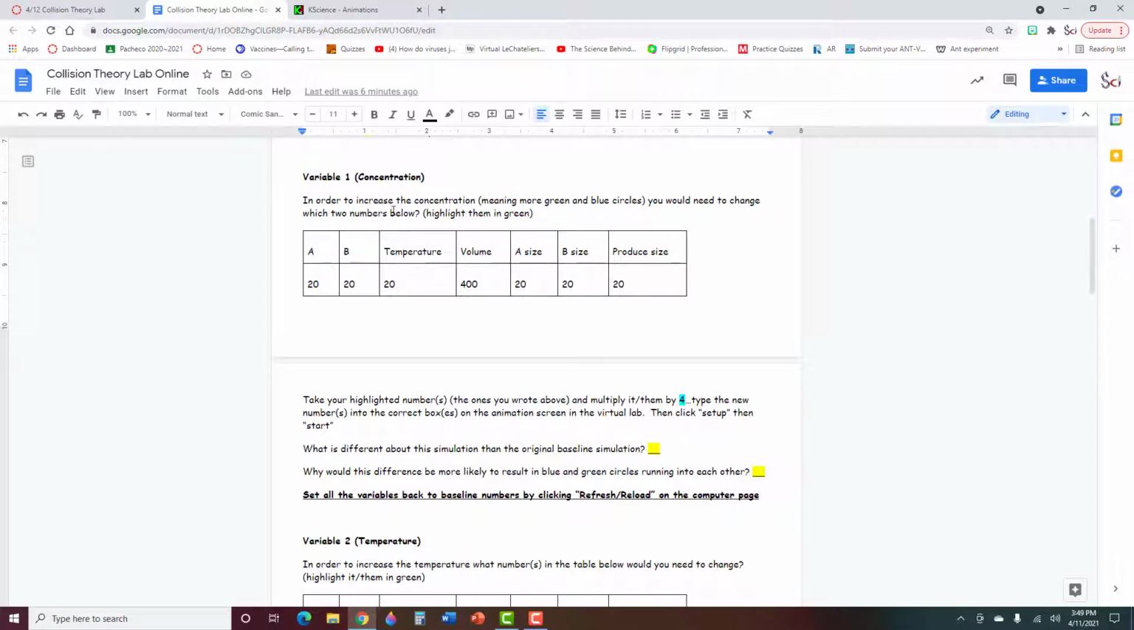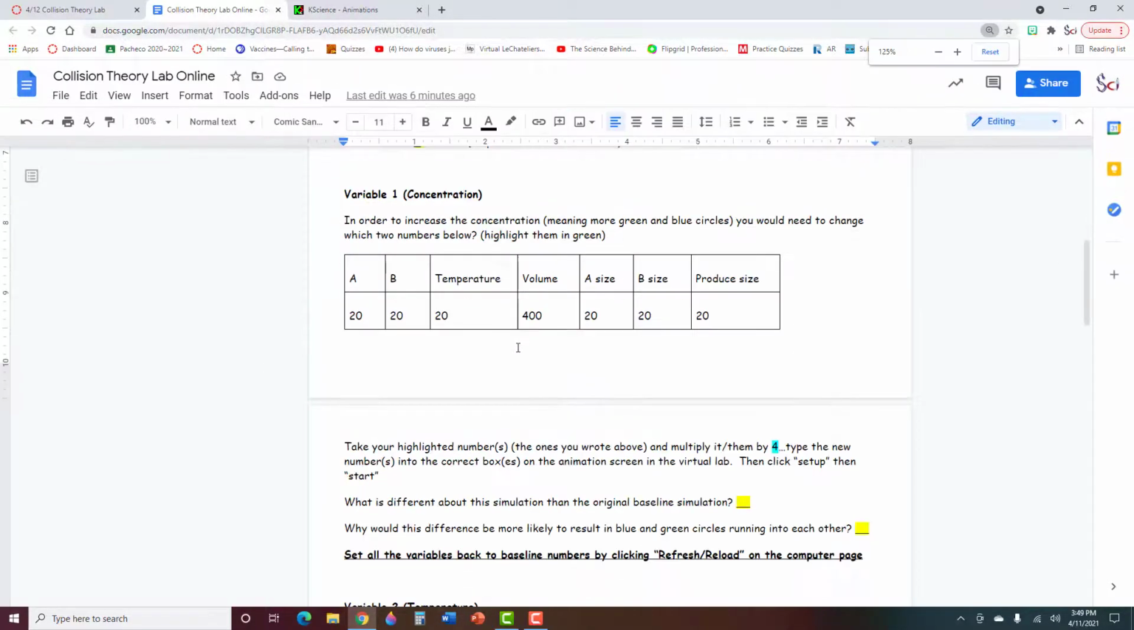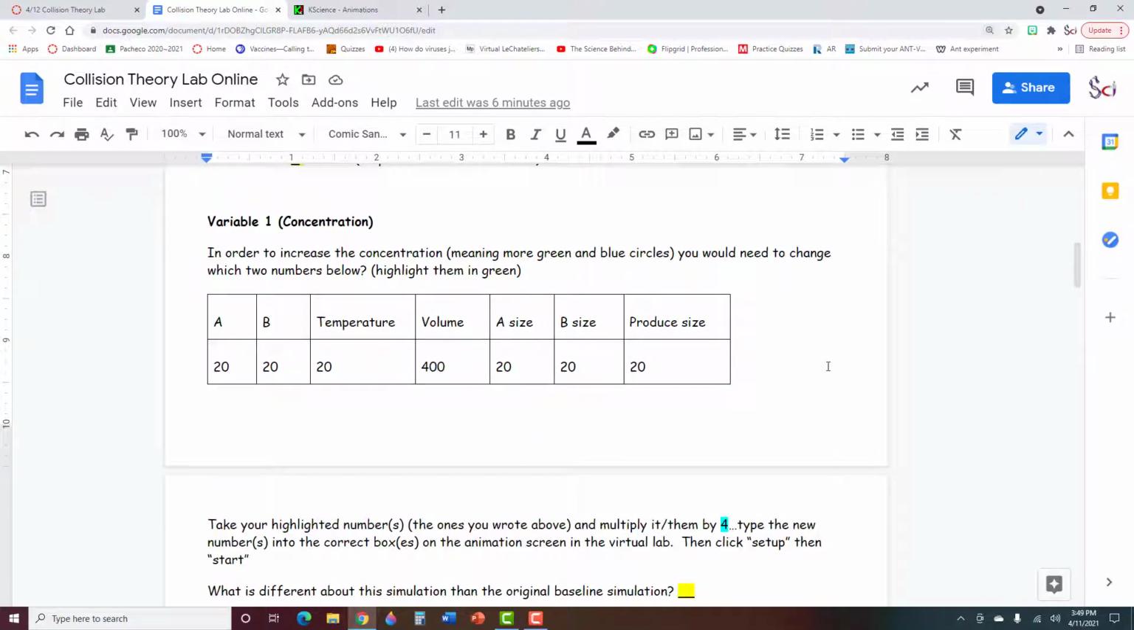So this time we're going to vary the concentration. So concentration is like amount. So to increase the concentration is going to mean that there's more green and blue circles. So here it says you would need to change which two numbers, highlight them in green.